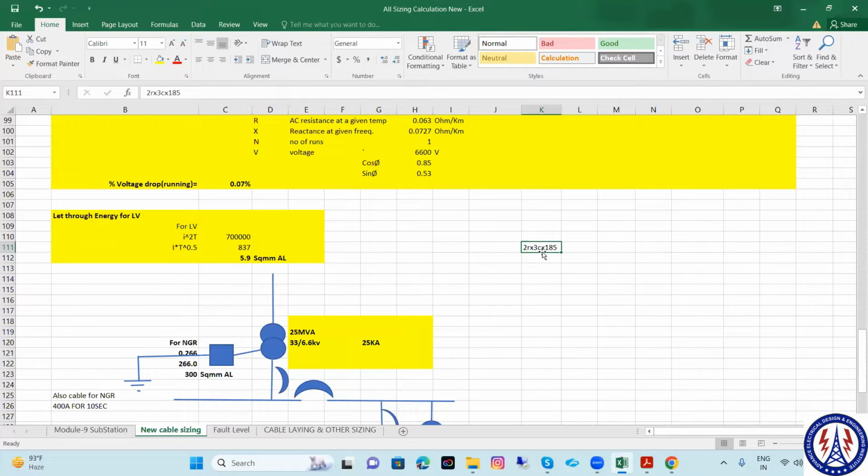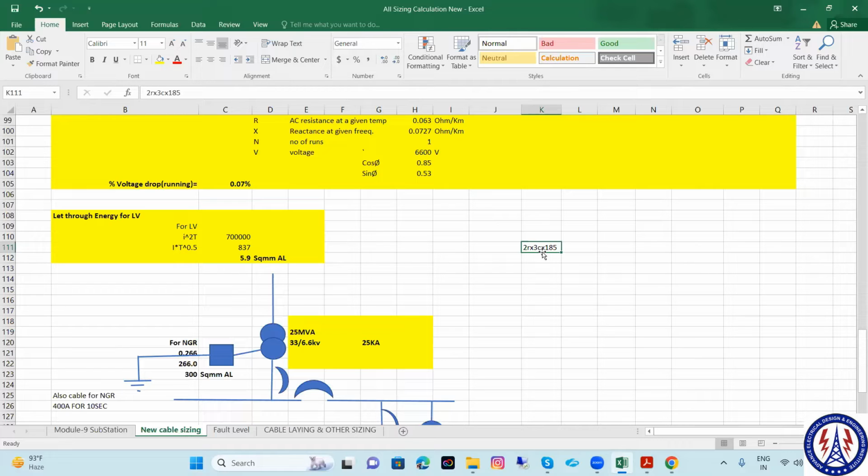Motor is a balanced load. Where are you using that part? If the unbalance is there, it will overheat, and efficiency will reduce. Motor load is not unbalanced.